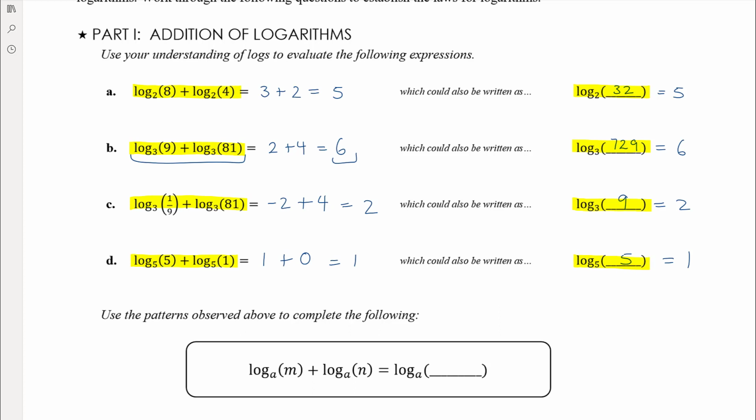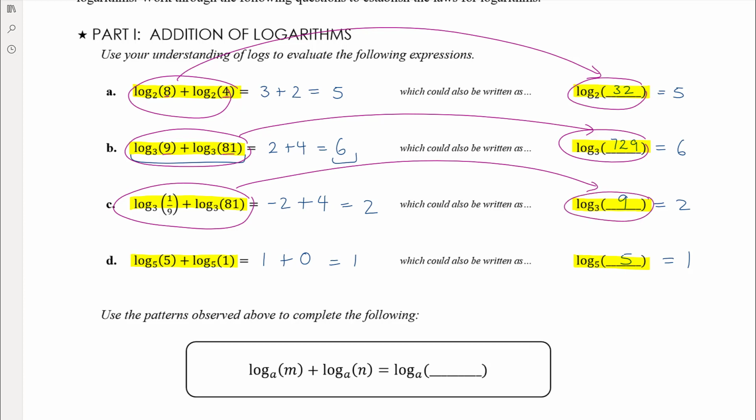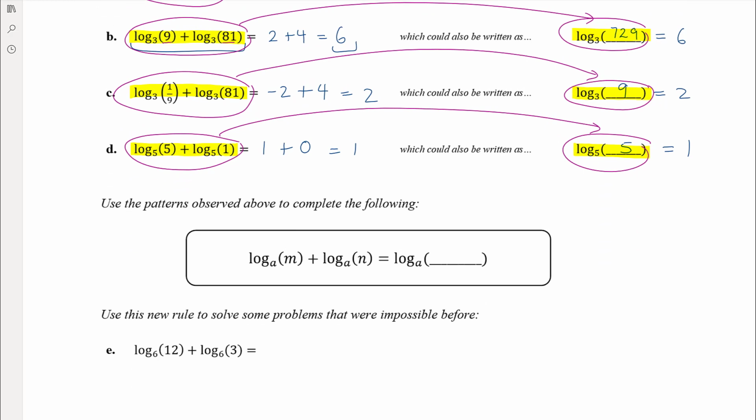So what we're trying to look at here is how are we combining these two logs into this one log? And it hopefully is pretty clear here that 8 times 4 gives me 32. In this instance, 9 times 81 is 729. In this instance, 1/9 times 81 is 9. In this instance, 5 times 1 is 5. So what we're seeing here is that when we have log base a of m plus log base a of n, same base, we can combine them together in one log by multiplying.